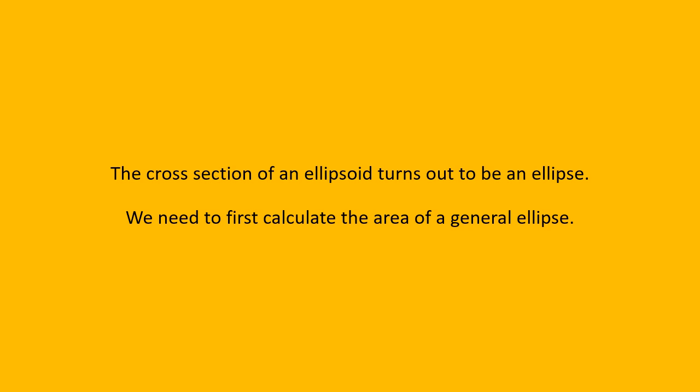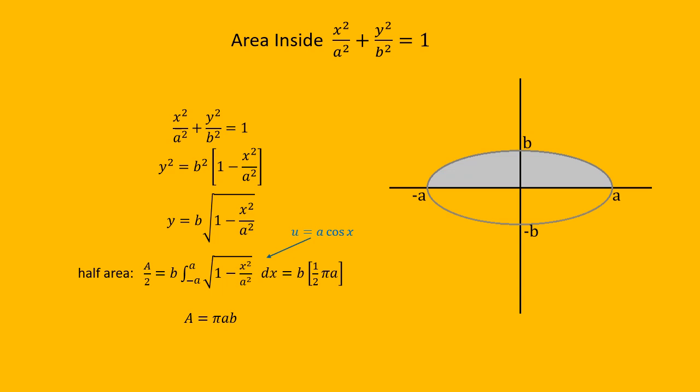It turns out that the cross-section of an ellipsoid is an ellipse. So we first need to calculate the area of a general ellipse. Our problem is to find the area inside the ellipse x squared over a squared plus y squared over b squared equals 1. If we start with that equation, we can solve it easily for y squared, and we get y squared is b squared times the quantity 1 minus x squared over a squared.